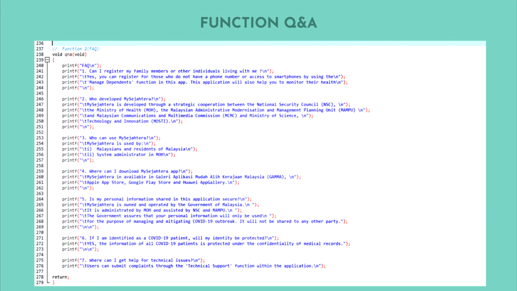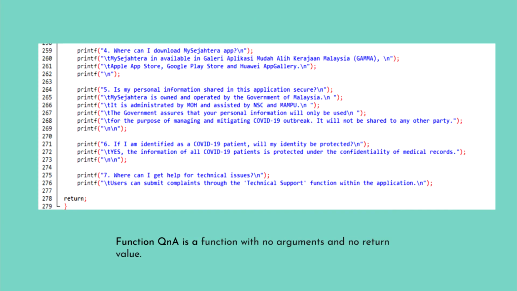This is the Q&A function, which will be displayed when the user chooses option 5. Function Q&A is a function with no arguments and no return value. The function will display the facts to the user.